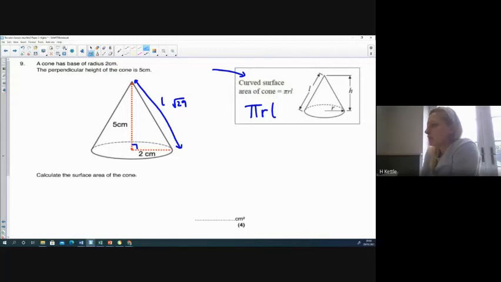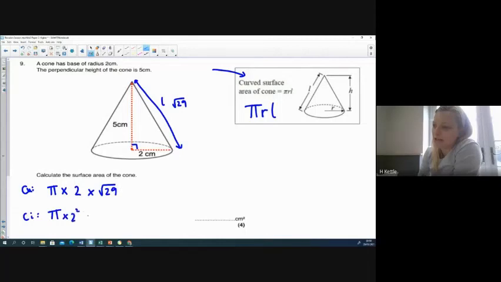Calculate the surface area of the cone. So the surface area of the whole cone is going to be the curved bit, and it's going to be the base underneath. So we also have pi r squared for the area of the circle itself. So we've got pi times the radius times L for the curved bit. Oh, curved is the same as circle. I was going to put C for curved bit. Let's just put CU, and let's put CI. So the curved bit is pi times 2 times root 29, and the circle is pi times the radius squared.